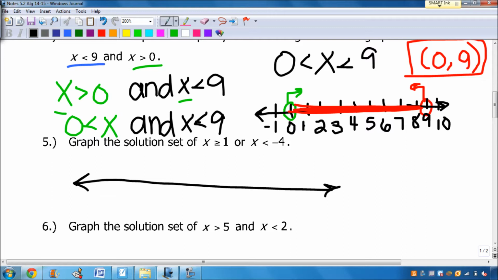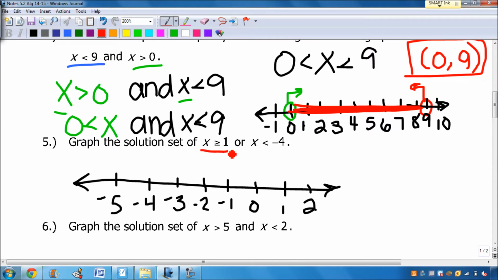The smallest number is -4, so I'm going to go 1 to the right of -4, and I'll start at -5, and I'll go all the way up until I get to 1 past 1, which is 2, okay? Now, if x is greater than or equal to 1, it says or, so only one of these has to be true. So guess what? I don't have to see where they overlap. I can go right to graphing it out. So no overlap is necessary for or.